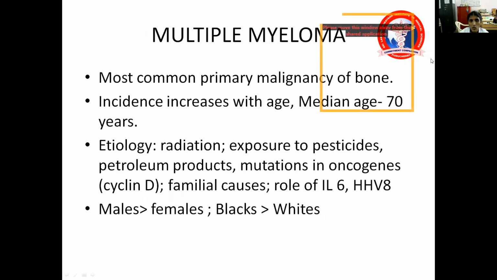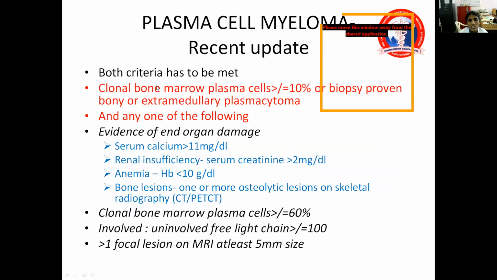So coming on to multiple myeloma, it is the most common primary malignancy of the bone and its incidence increases with age. So as the age increases, the incidence also increases. The median age of diagnosis is around 70 years, though it starts around 45 to 50 years. The most common etiology is following radiation exposure or exposure to pesticides, petroleum products, mutation in oncogenes such as cyclin D, and there are some familial causes which also play a role in multiple myeloma. So basically it is a multifactorial disease. It is more common in males than females and it's more common in blacks compared to white-skinned people.